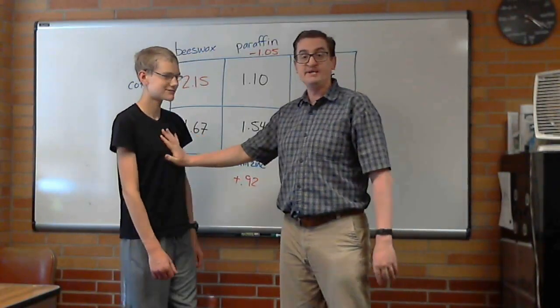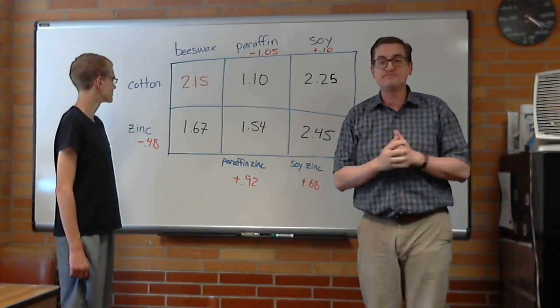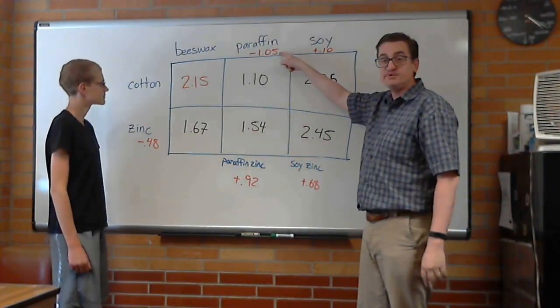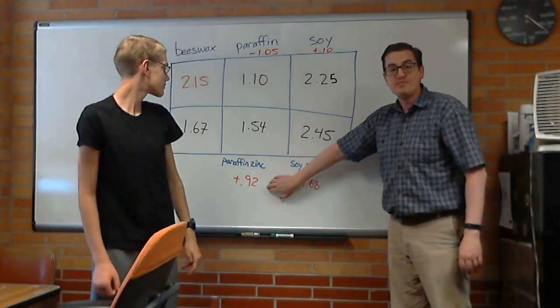Now, just so you can see, I have changed these numbers to match the actual numbers from the summary output. These red numbers, you can see here in the output. There's the baseline slope, and here's how much the slope changes based off paraffin and soy and zinc, and then the special paraffin-zinc combo, this 0.92, which shows up right here.